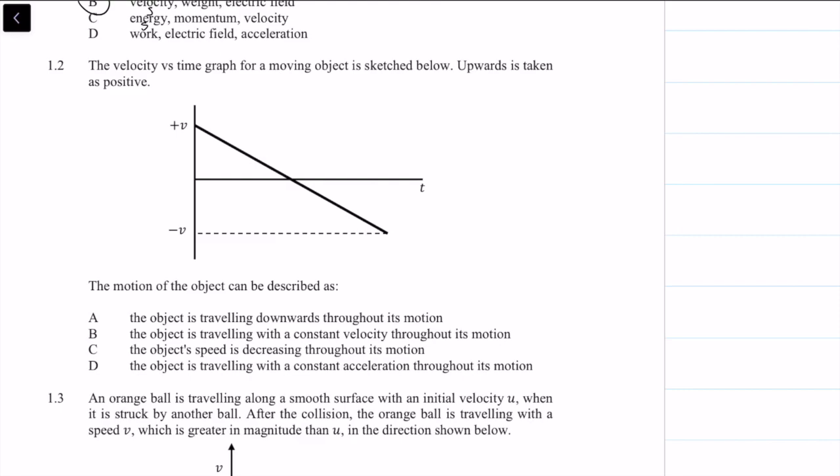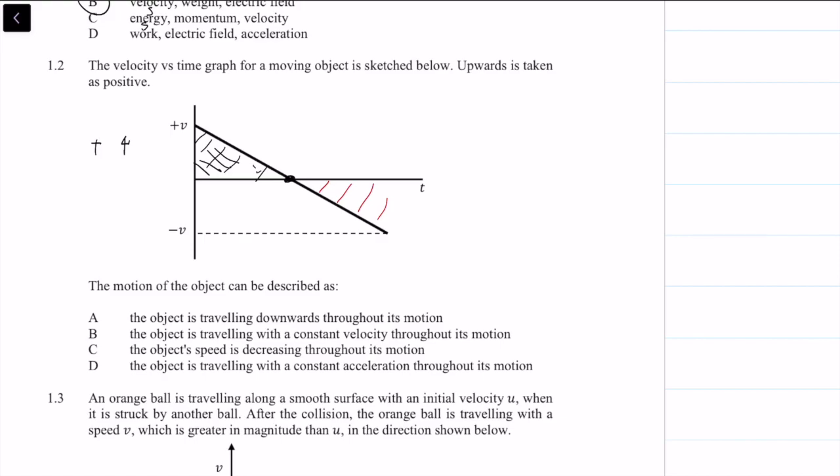Cool stuff. The velocity versus time graph for a moving object is sketched below. Upwards is taken as positive. So let's understand what's happening here. We're starting this graph. This is a positive displacement in black, and this would be a negative displacement. Obviously here the velocity is 0. For option A, the object is traveling downwards throughout its motion. This is not true because of this area right here. So A is not an option.